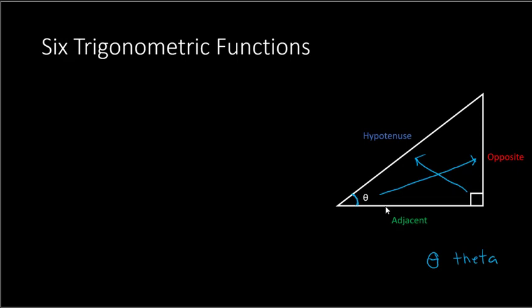And with this information, with these different sides, we have different trig functions that are ratios of these different side lengths. So the first one is sine, and the abbreviation is sin. The full word has an e at the end, so sine is the full word. And sine is the opposite over hypotenuse side. Okay, it's the ratio of those two sides.